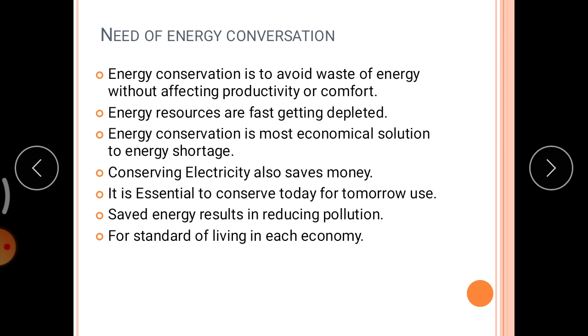By saving electricity, we can save the energy and conserve it for today and for the next generation. For tomorrow also we have to save it. Also, reducing pollution: if we save energy, pollution is automatically controlled. And for the standard of living in each economy, we have to save energy. We are more dependent on a luxurious life nowadays. We require a fan, we need an AC, a cooler, a fridge, a washing machine, but all of those work on electricity itself. So we have to save the energy.